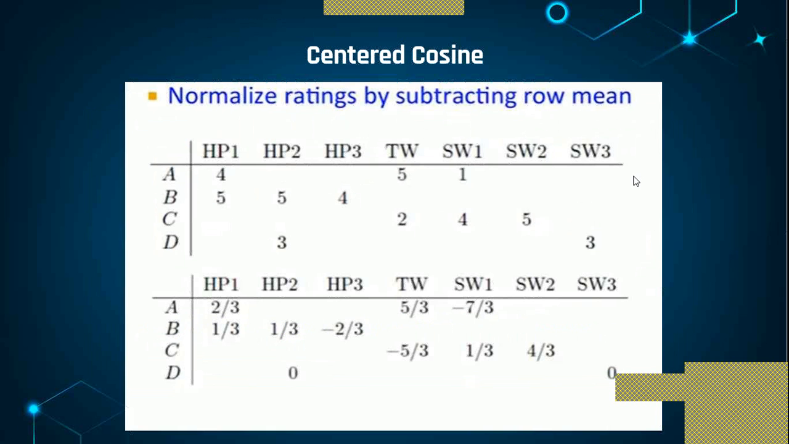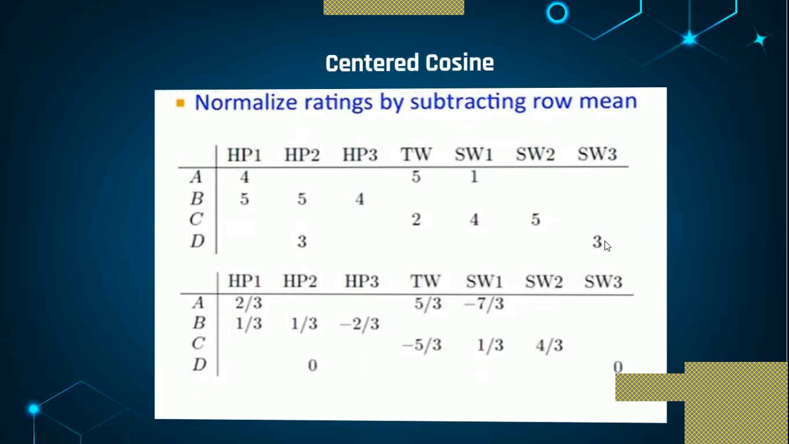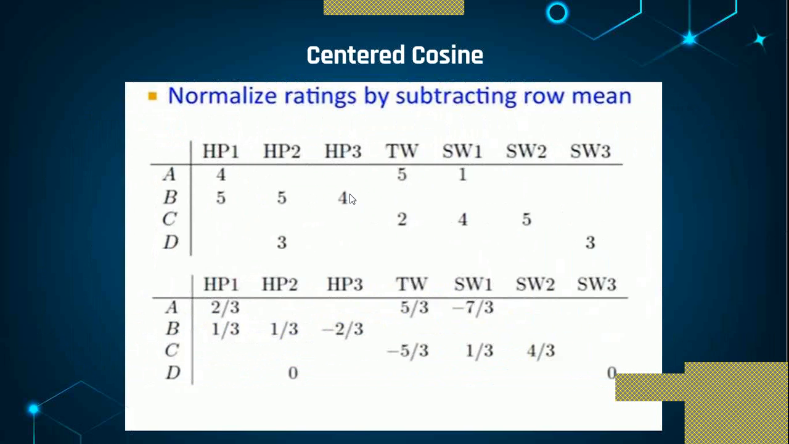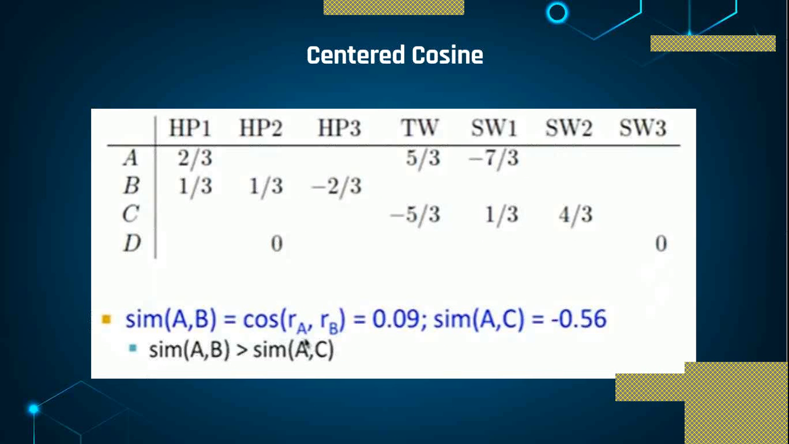Now, in the previous step we found the mean value, that is 10 divided by 3. So we subtract this value: 4 minus 10 divided by 3, and find the answer. Then you have to find the cosine similarity again using the formula of cosine similarity, and you get the cosine similarity between RA and RB equal to 0.09, and the cosine similarity between A and C equal to minus 0.56.